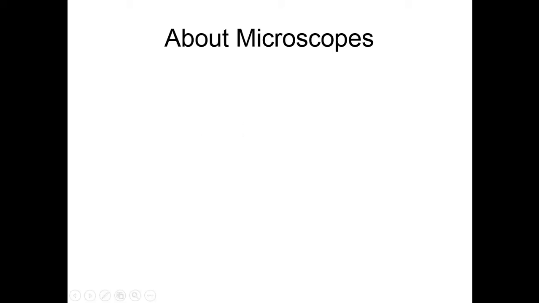This is going to be the first video in Unit 3 about cells and their functions. It is about microscopes, the two different microscopes: the light microscope, as well as the electron microscope.